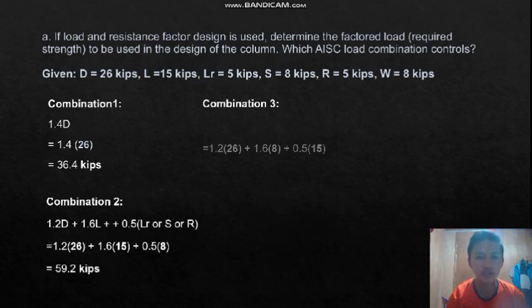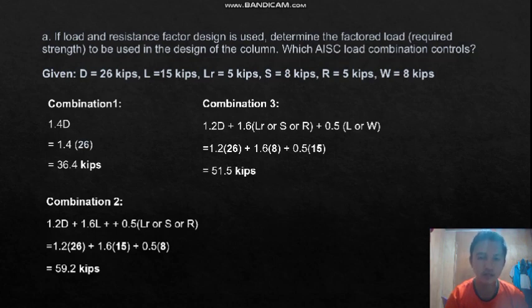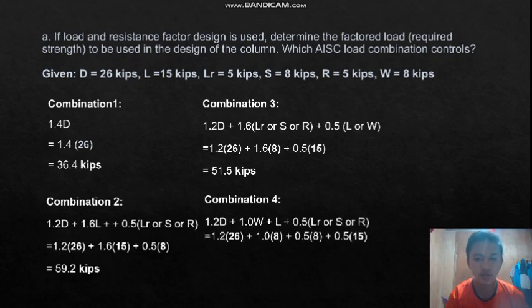For combination 3, 1.2D plus 1.6(Lr or S or R) plus 0.5(L or W). By substituting the following variables, we can get 51.5 kips. Combination 4, 1.2D plus 1.0W plus L plus 0.5(Lr or S or R). By substituting the following and choosing the highest value among the choices, we can get 50.7 kips.